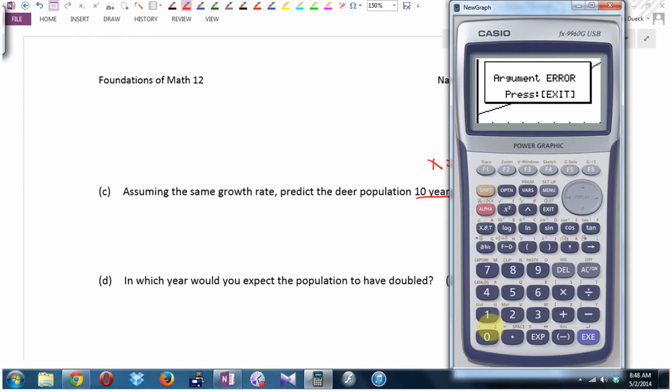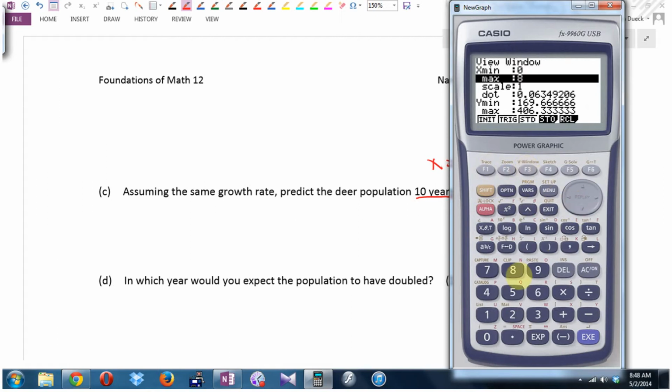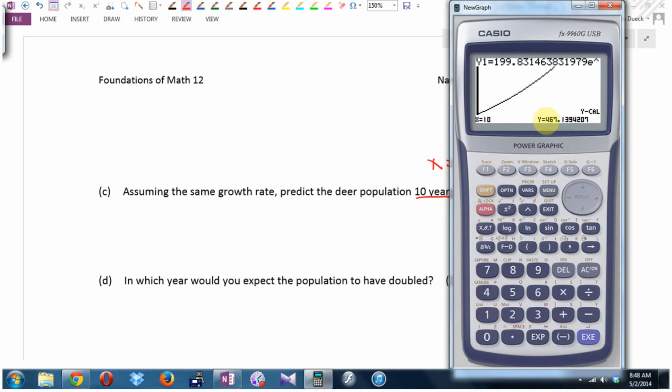Okay? So then I said, all right, let's change my view window. So I went to 12 just to make sure the 10 would fit. Exit, draw, G-solve, Y calculation, and it says that after 10 years, the Y population is that. Is that okay? I hope.